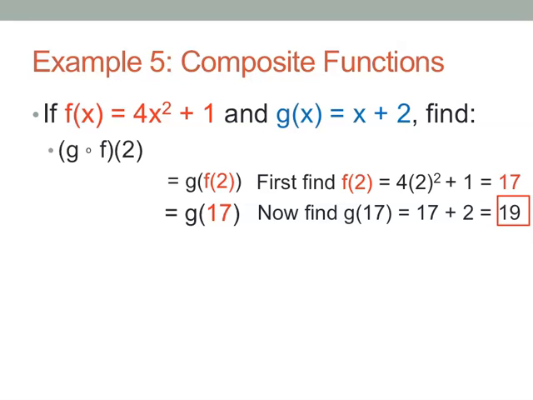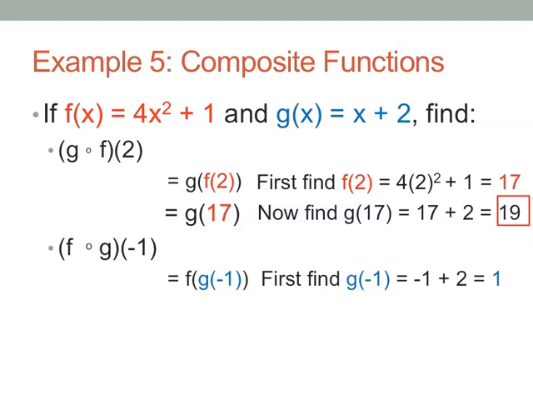So you always start by plugging into the function that's closest to the x first, and then your result from that goes into the next function. Let's do another one. f composed with g of negative 1. So we are going to start by finding g of negative 1. Plug negative 1 in to our function g. We have negative 1 plus 2, which is equal to 1.